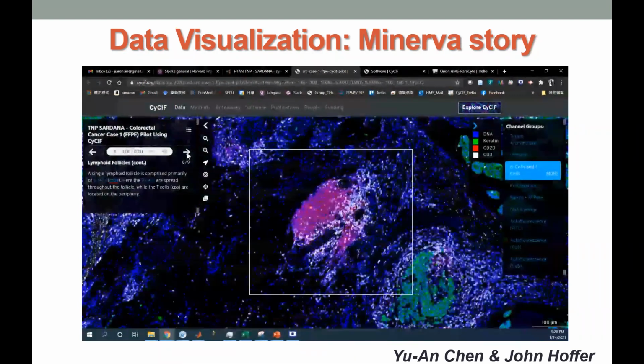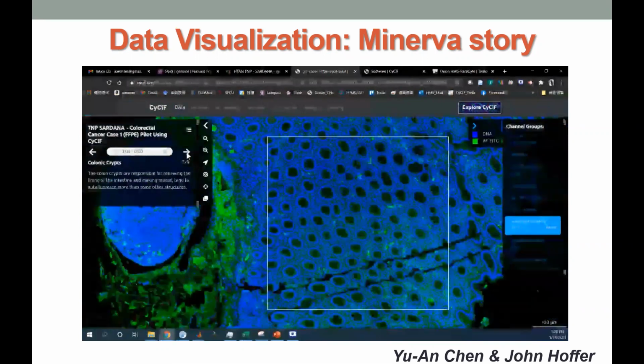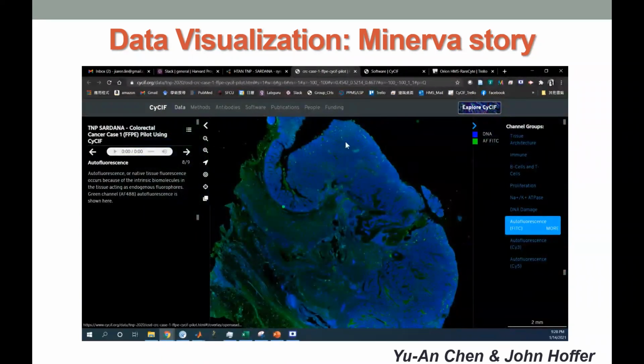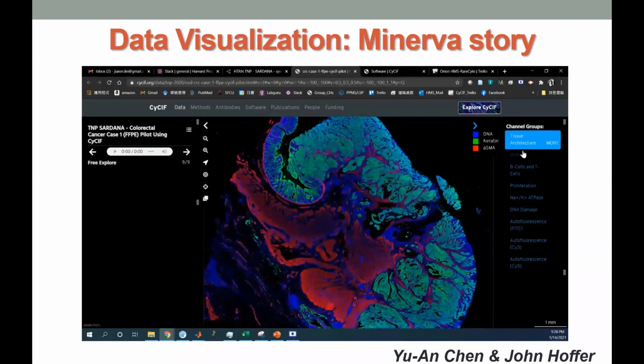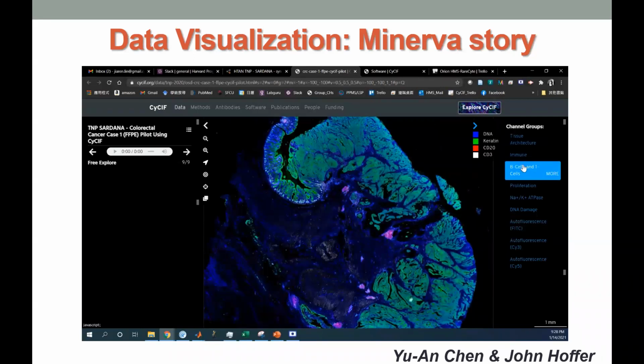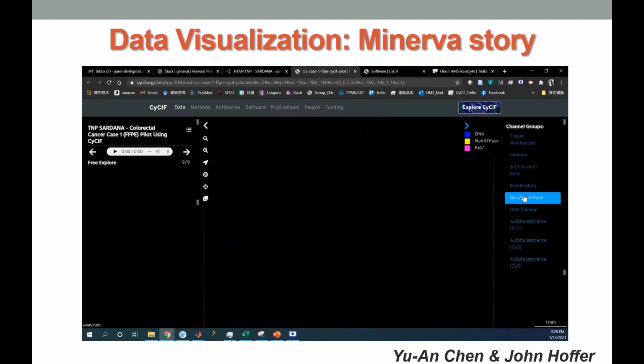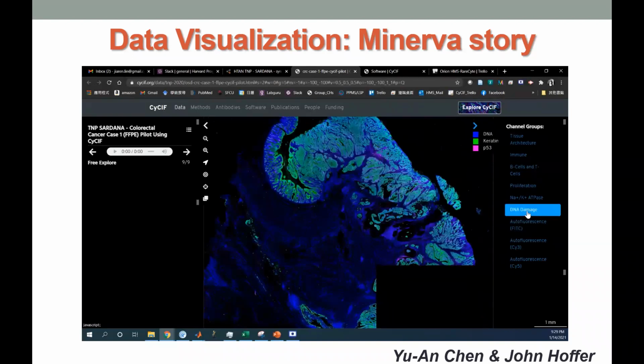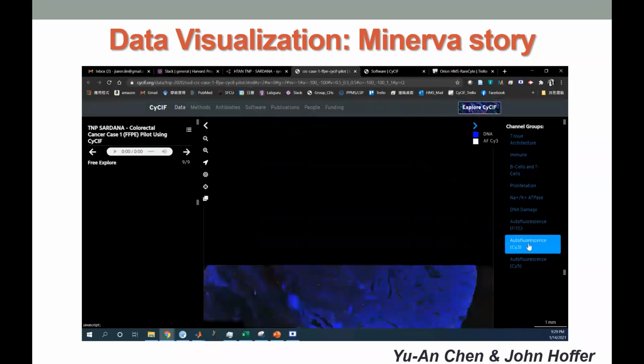So we have the ability to do this kind of hover around, zoom in and zoom out, and switch different channels. So now you can have a different way to explore your data while you don't sacrifice either the resolution or the broad picture view of the data.